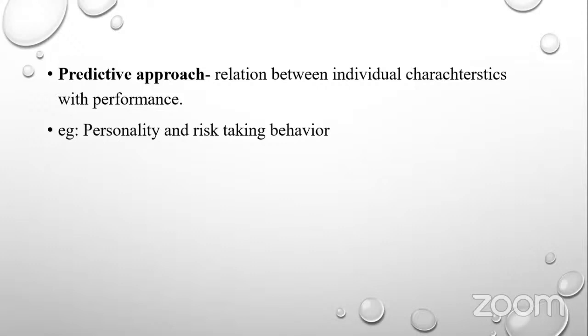Now we will see what is predictive approach. So predictive approach is mainly a relation between individual characteristics and performance. So just consider the example, personality and risk-taking behavior.